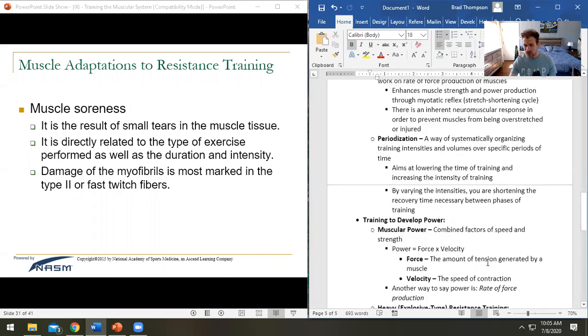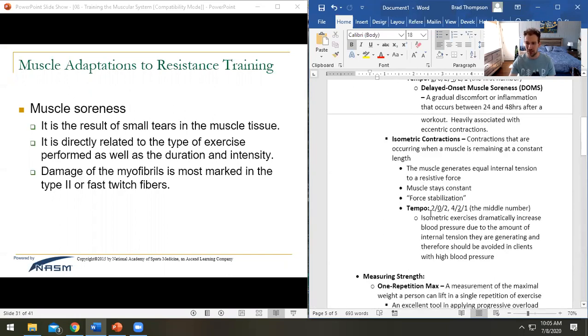They're still going to list it in the same order. If I go back to tempo here, every certification uses the same order. It always goes eccentric first, isometric second, concentric third. Always, always, always. But NASM believes a 202 tempo is the key to hypertrophic growth. Like NASM believes that a 202 tempo creates the most hypertrophy.